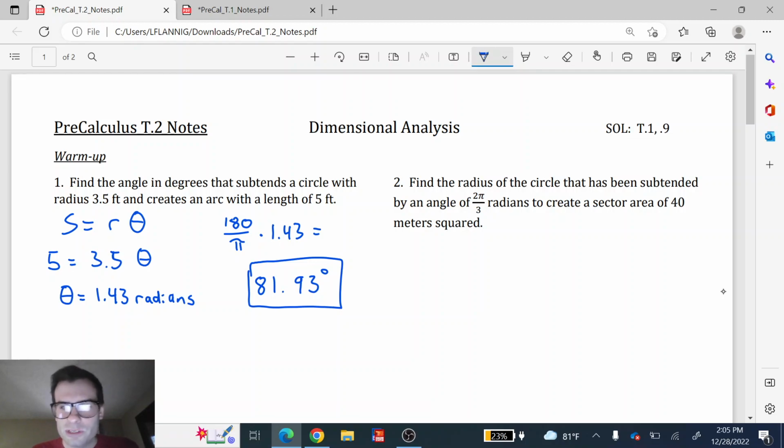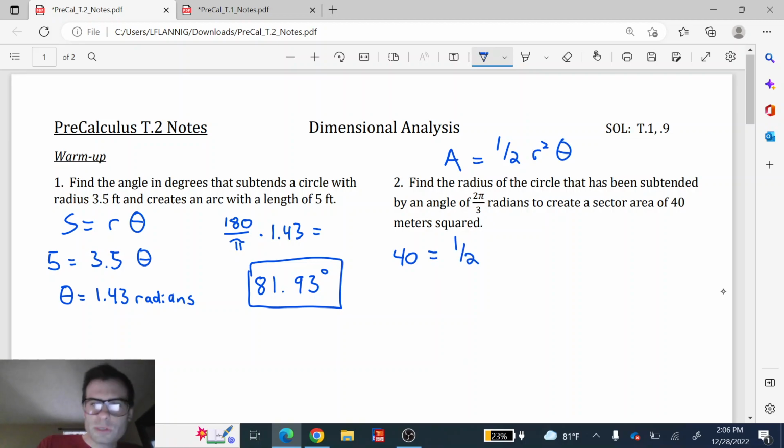All right, next we want to find the radius. We're looking for the radius, r, of a circle that's been subtended by an angle of 2 pi over 3 radians, creating a sector of 40 meters squared. We have radians, which is really good, so we don't have to convert back to degrees at any point here. We have 40 as our area, because area equals 1/2 times r squared times theta. The 1/2 never changes. R squared we don't know yet, since we don't have a radius, and our theta is 2 pi over 3.